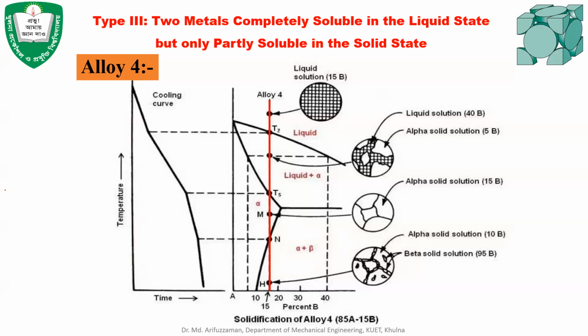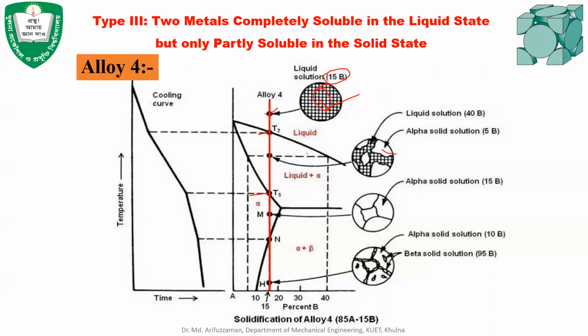Now let's come to alloy 4. In the case of alloy 4, it is the same up to this point. At a high temperature, it is completely liquid, a uniform mixture of 15% B. Alloy 4 is about 15% B, so it will have 15% B and 85% A. The uniform chemical composition will be found in here, and also a single phase. And from temperature T2 to T5, it will behave like the type 1 diagram.